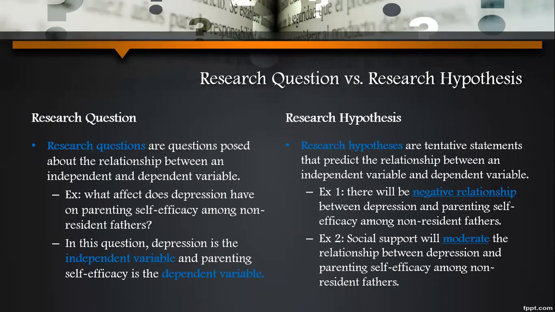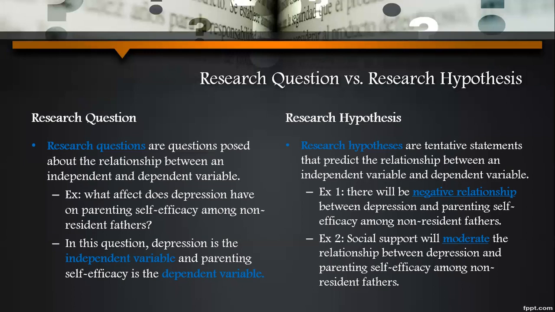Now on the right, we want to look at a research hypothesis using these same variables. So research hypotheses are tentative statements that predict the relationship between an independent and dependent variable. So in this first example, we're just looking at the independent and dependent variable only. No moderators or mediators or anything like that. So the first example would be, there will be a negative relationship between depression and parenting self-efficacy among non-resident fathers.